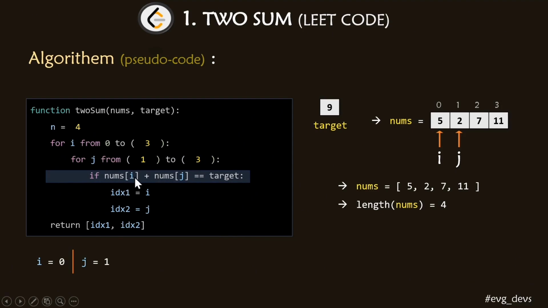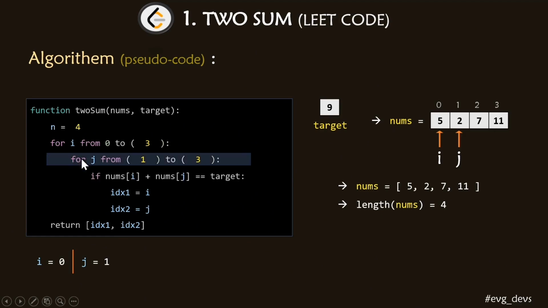That is nums of i. Nums of i is nums of 0. So here nums of 0 value is 5, and nums of j, that is nums of 1, value is 2. So it compares whether 5 plus 2 equals target or not. Here target is 9. So 5 plus 2, that is 7, not equals 9. So the condition is false. Now the compiler will go back to the for loop.